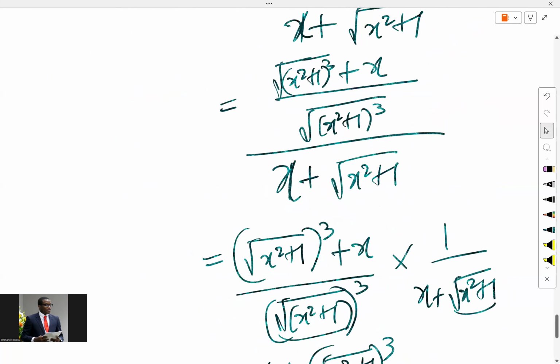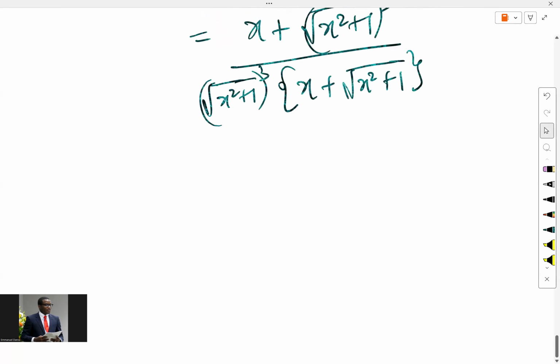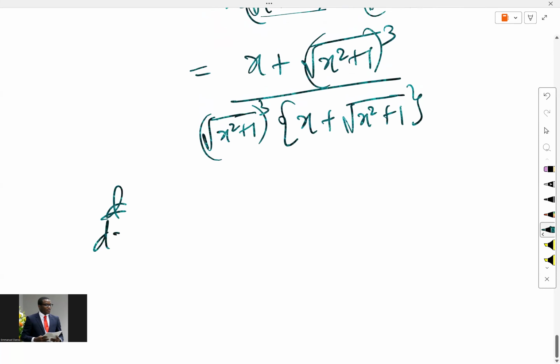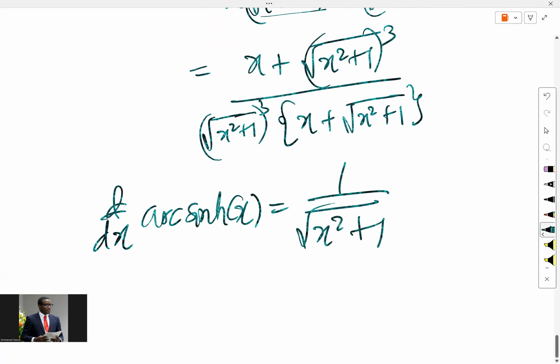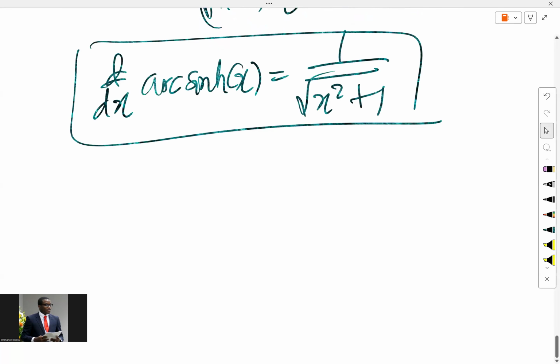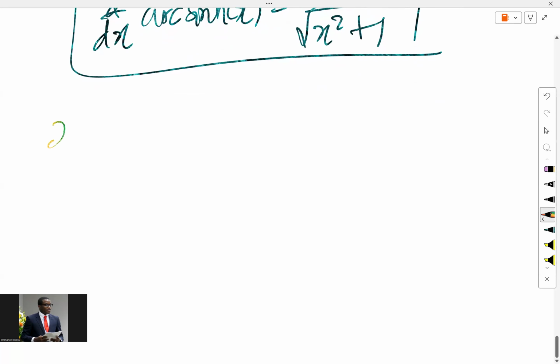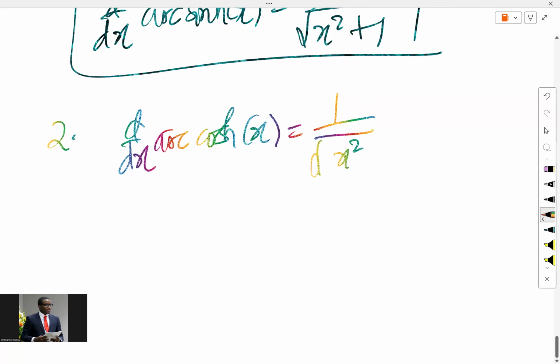So, in short, we know that when we differentiate, d/dx of arcsinh of x gives us 1 over square root of x squared plus 1. So this is what I was trying to arrive at, but somehow it's taking too long to get there. Okay, so let's move on to the next one. That's number 2. d/dx of arccosh of x is now 1 over square root of x squared minus 1.